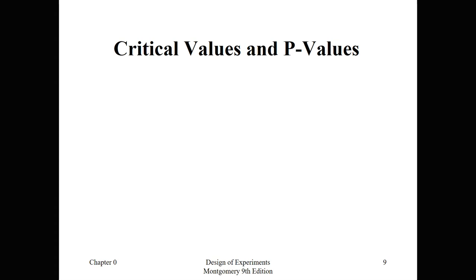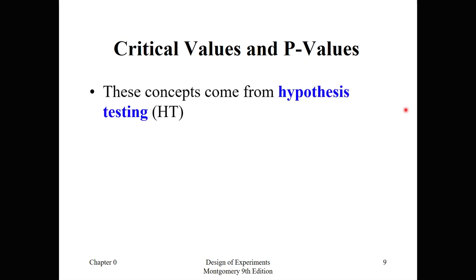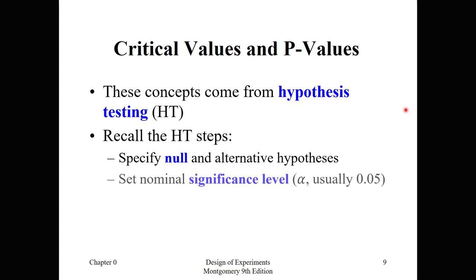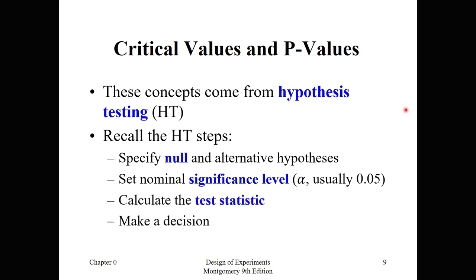All right, so on to critical values and p-values. Now these concepts come from something called hypothesis testing, and this is something that I know you've talked about in Math 115 and Math 116. So recall the hypothesis testing steps. As the first step, and sometimes these are combined, I just kind of set these out as I would typically do them, we write the null and alternative hypothesis. We set the nominal significance level of alpha, usually 0.05. We calculate the test statistic, and then we make some kind of a decision.